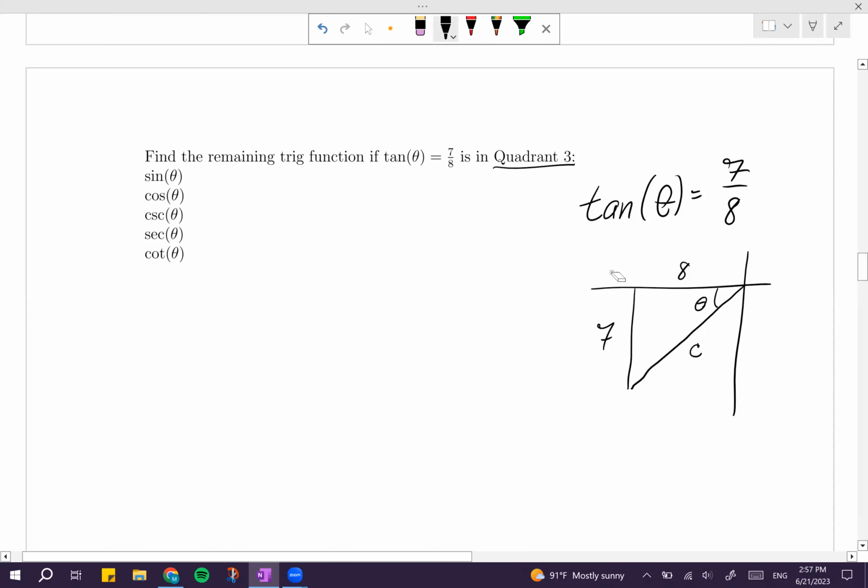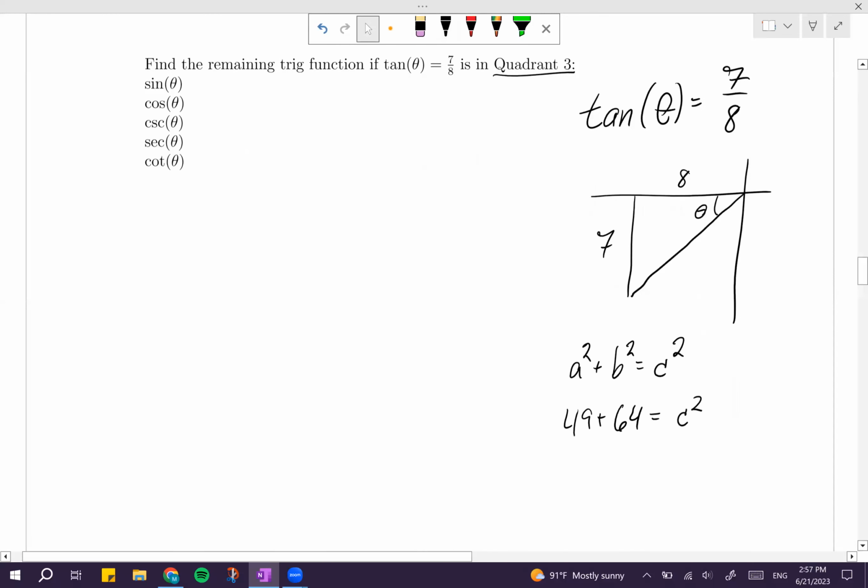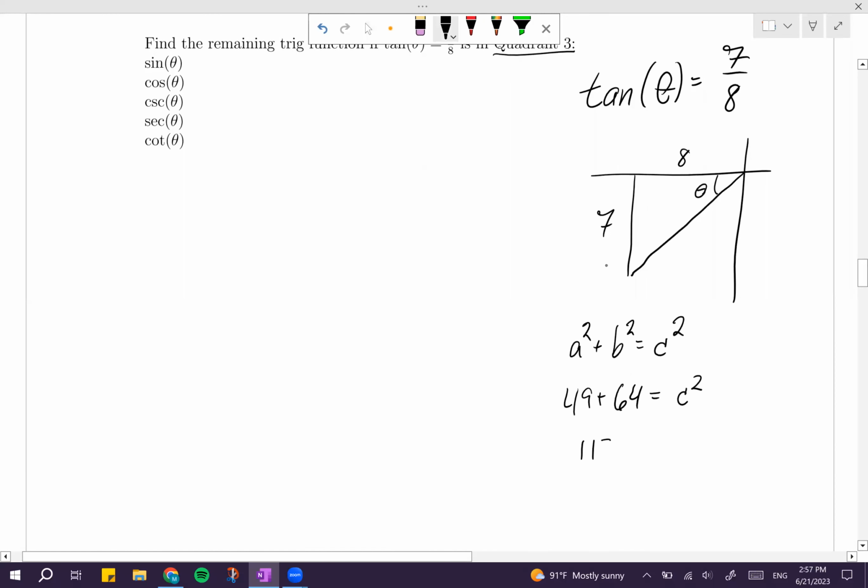All right? So I can find my C using Pythagoras' theorem, a squared plus b squared equals c squared. A squared is 49 plus b squared is 64 equals c squared. 49 plus 64 is 113 equals c squared. Take the square root of both sides. So c equals square root of 113.